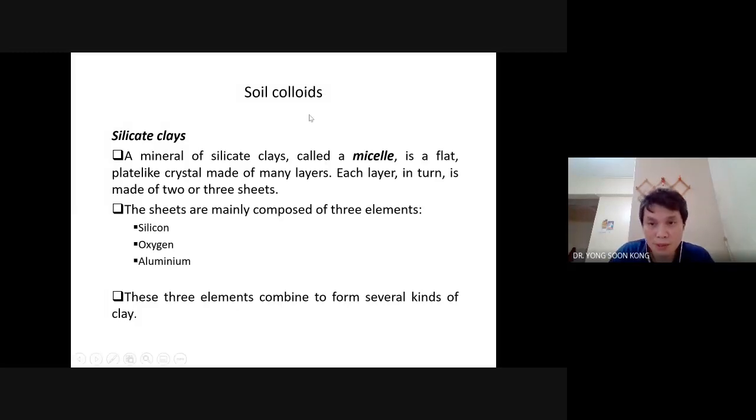Now, there's one keyword here which is bolded. I want to come back. A mineral silicate clay called a micelle is a flat, plate-like crystal made of many layers. Each layer is in turn made of 2 or 3 sheets. This is the micelle. And once again, I don't think I need to talk too much. I'll just show you the structure of the micelle.